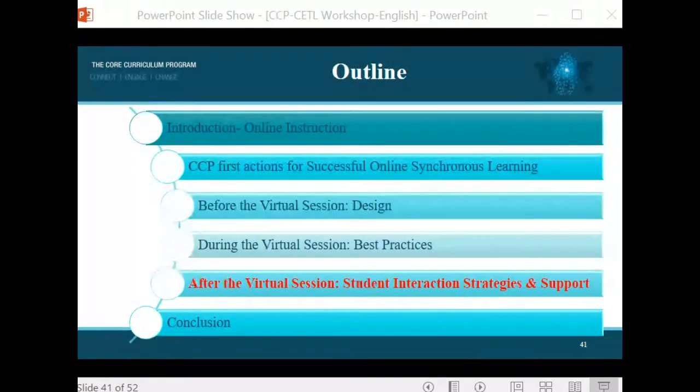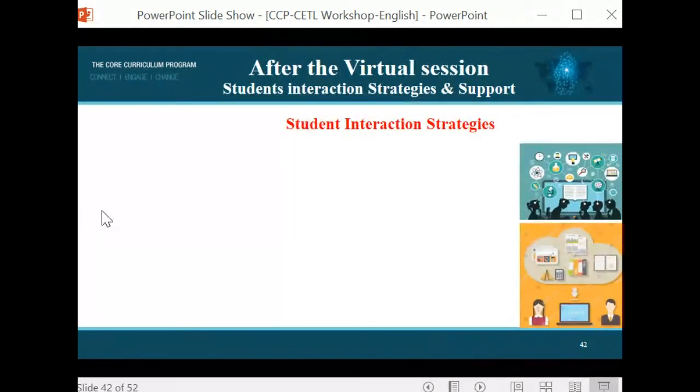So now we finish with during the virtual session. Let's move to the last part of the presentation, which is after the virtual session. It is very important to continue to accompany students even after the virtual session. Students' interaction and support continue after the session. Let's talk about some student interaction strategies after the virtual session.